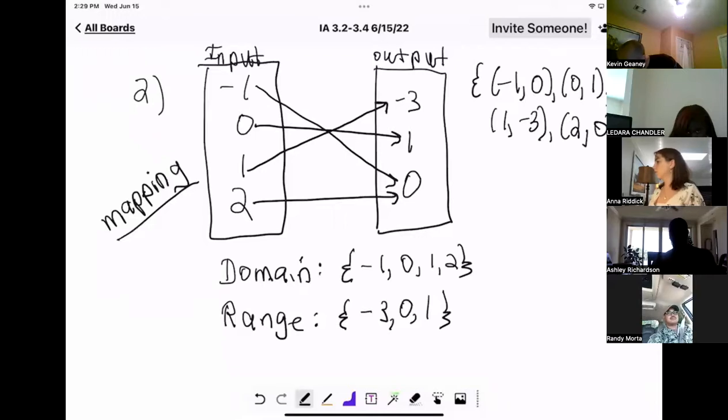It's called mapping. Sometimes it's called function mapping. We're going to talk about functions in a minute. But that's a different way to look at ordered pairs, a different way of looking at a relation, a different way of looking at input output.